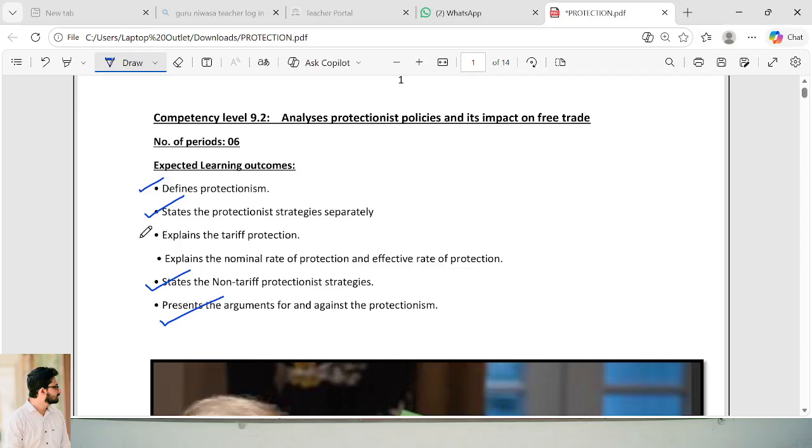Okay, explain tariff protection. Now we are doing effective rate of protection and nominal rate of protection. That is the last part.